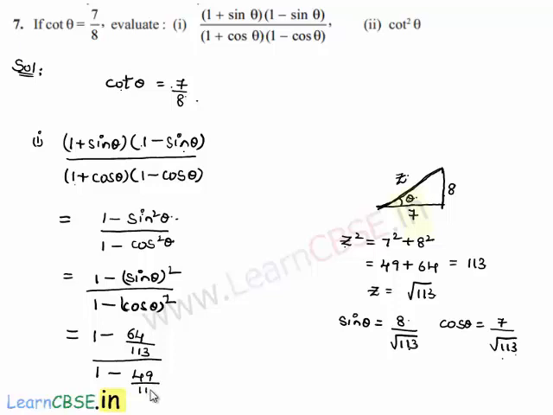Simplifying this, we get (113 minus 64) by 113 divided by (113 minus 49) by 113, that is 113 minus 64 is 49, the 113 will get cancelled, and 113 minus 49 is nothing but 64. Therefore we got the answer for the first sum, that is 49 by 64.